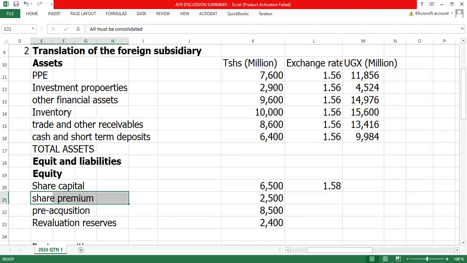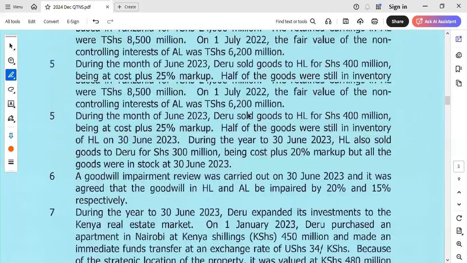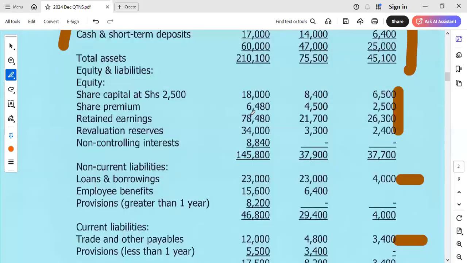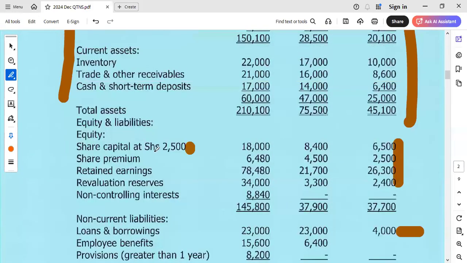Now in the question, you have share capital, you have share premium, all those ones. We are following this. When you look at the question, you have share capital, you have share premium, you have the retained earning, then you have the revaluation reserves. Are you seeing that? So you list them.